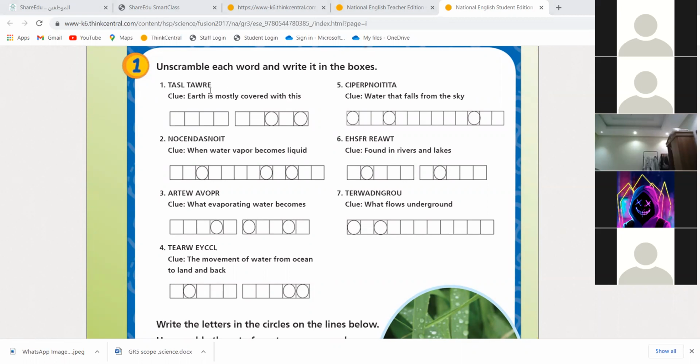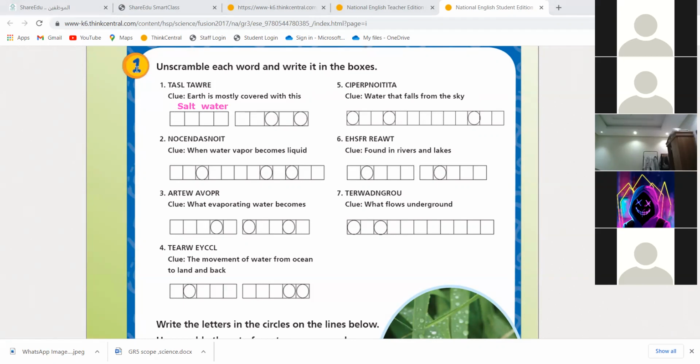All right, so number one. Earth is mostly covered with this. Earth is mostly covered with what? Water, excellent. Which kind of water? Fresh or salt? Salt water. Very good. Please write.